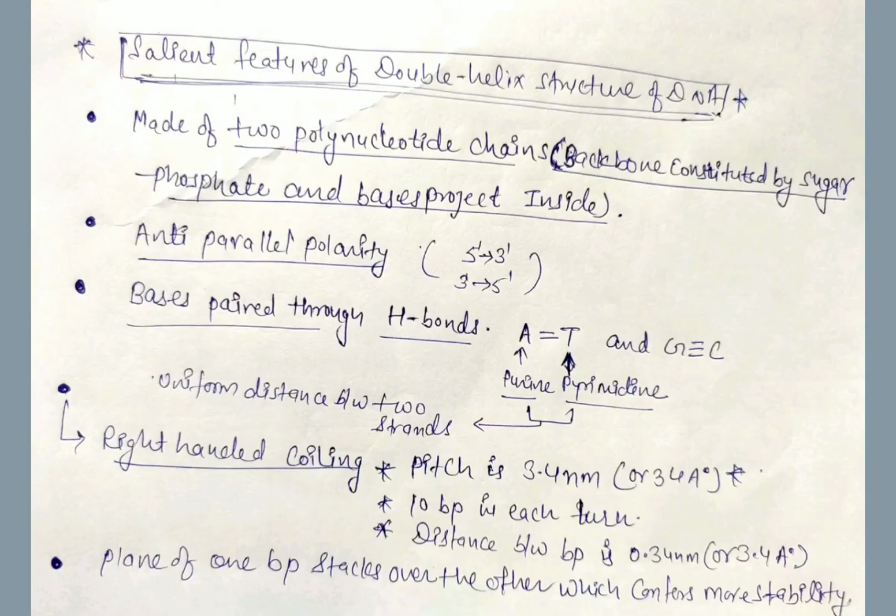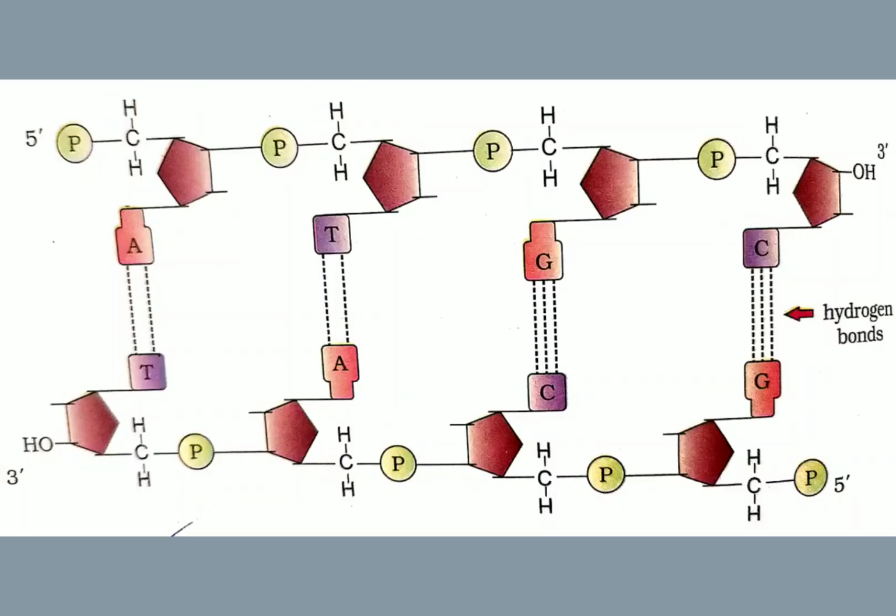Now let's talk about some of the salient features of the double helix model given by Watson and Crick. Number 1, the DNA is made of two polynucleotide chains, where the backbone is constituted by sugar phosphate and the bases are projected inside. Number 2, the two chains have anti-parallel polarity. One has the polarity 5' to 3' and the other has 3' to 5'.